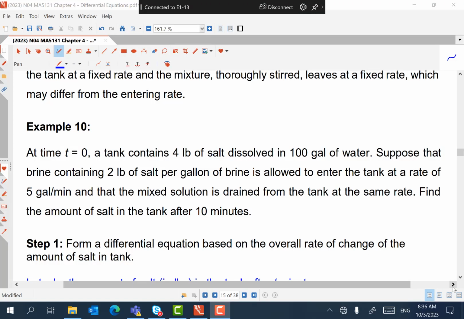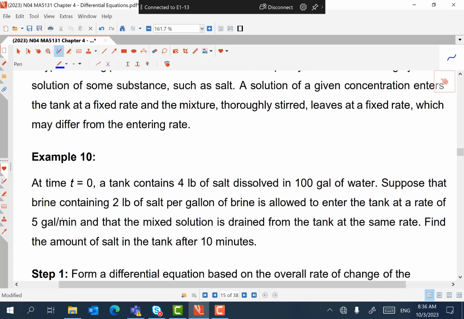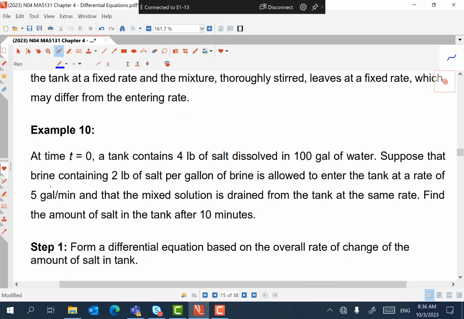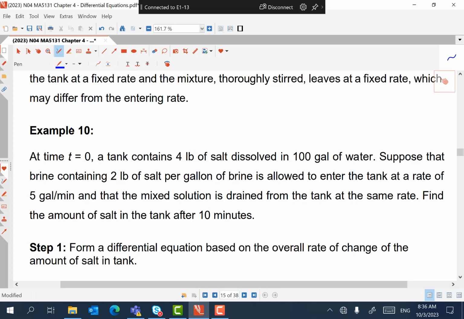Okay, in this question you are told that a tank contains 4 pounds of salt dissolved in 100 gallons of water. This is a fresh question. So this is a scenario where, in order to imagine what's going on, you might want to draw a tank.